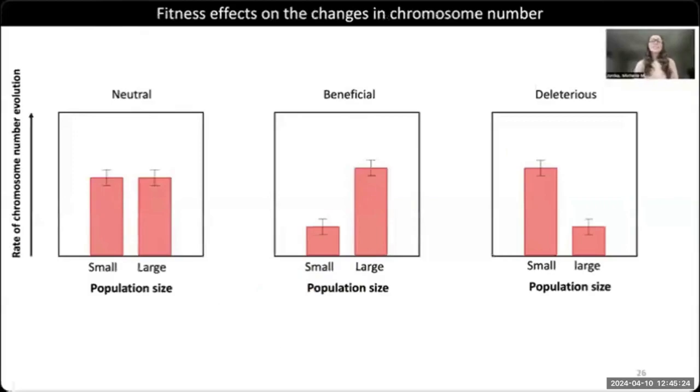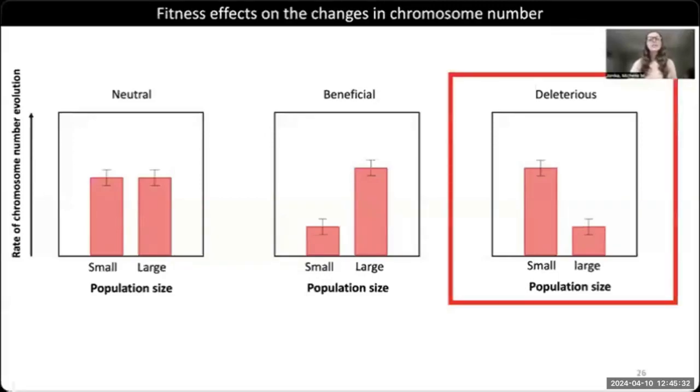And so with these two analyses taken together, we find unique insight into understanding the distribution of fitness effects of mutations across the tree of life. And we suspect that changes in chromosome number are likely deleterious, given the observations of high rates of chromosome number evolution in clades with small population size.